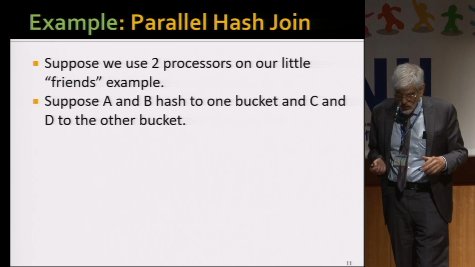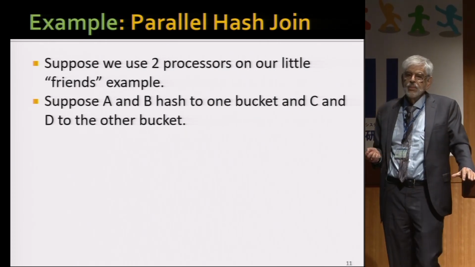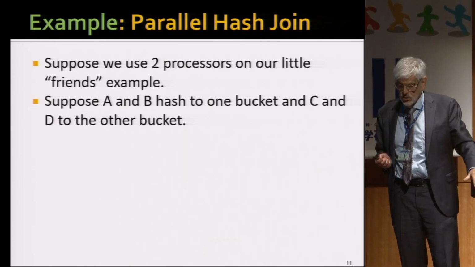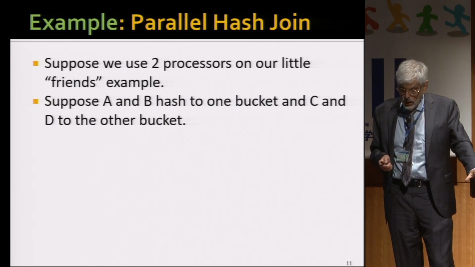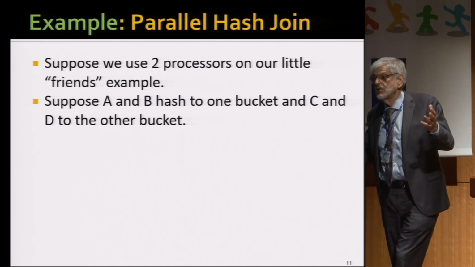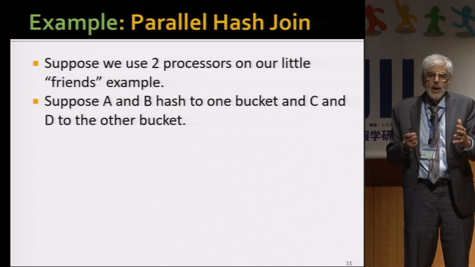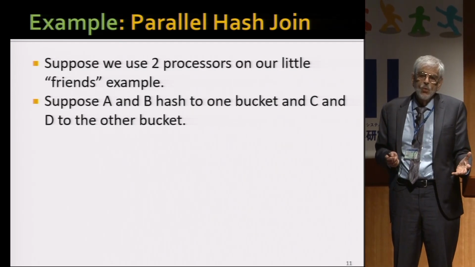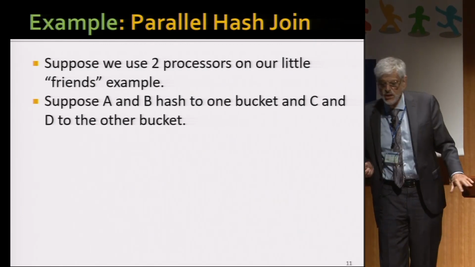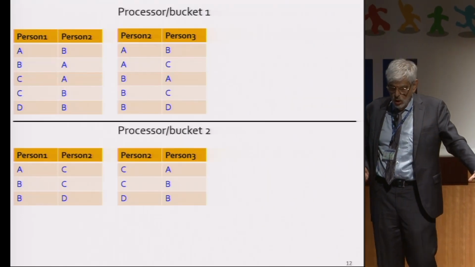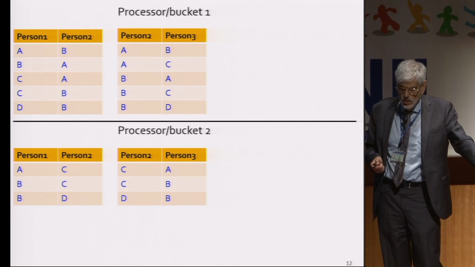Okay. So I'm going to give you a little example. Suppose we'll have two buckets, two processors. And let's just say arbitrarily that my hash function hashes A and B to one bucket and hashes C and D to the other bucket. So what things look like is this.